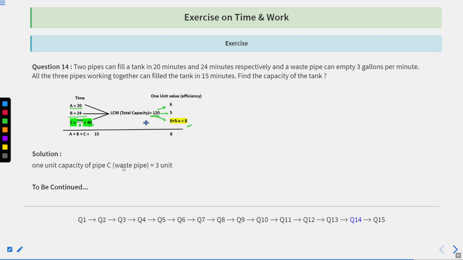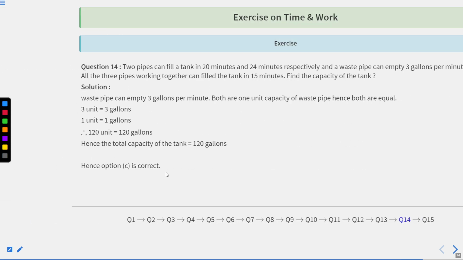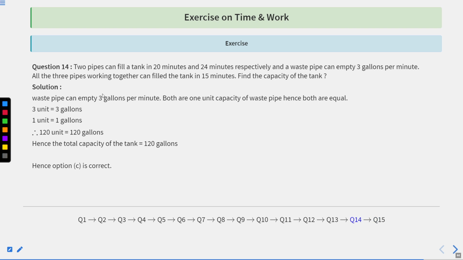So the 1 unit capacity of pipe C, that waste pipe, is 3 units. So the waste pipe can empty 3 gallons per minute. So both are 1 unit capacity of the waste pipe, hence both are equal. So 3 units equal 3 gallons, 1 unit equals 1 gallon. Therefore 120 units equal 120 gallons. Hence the total capacity of the tank is 120 gallons. So the correct option here is option C.